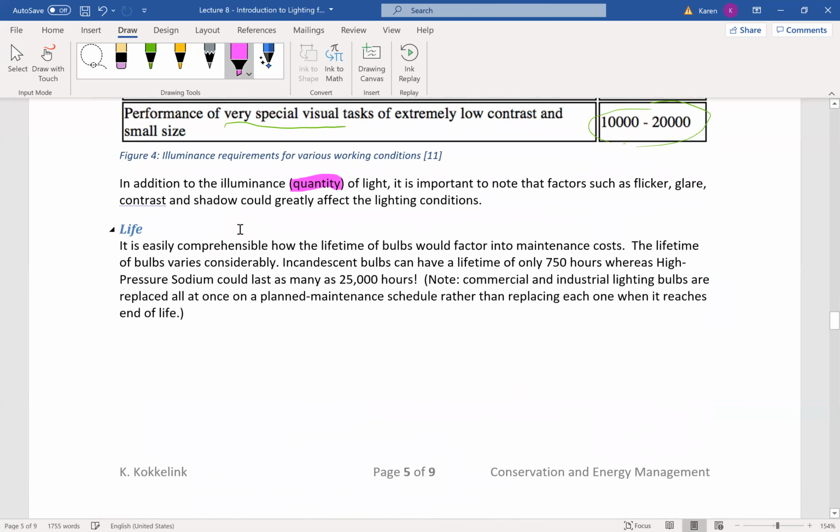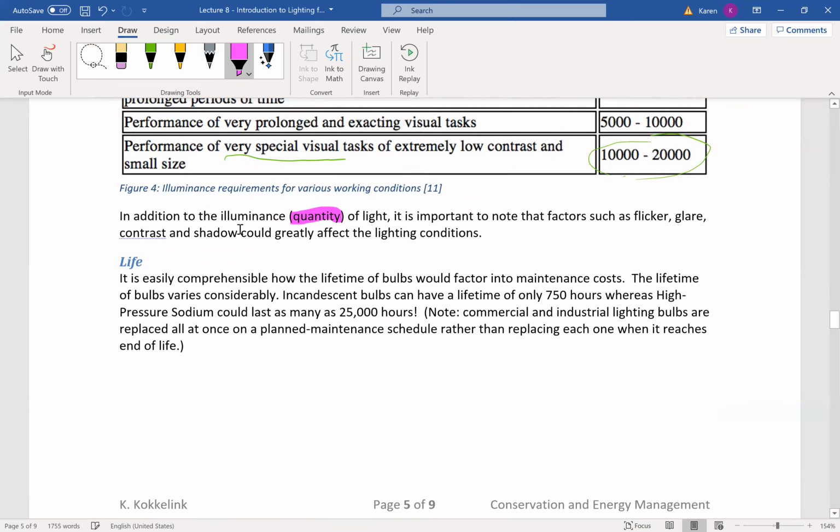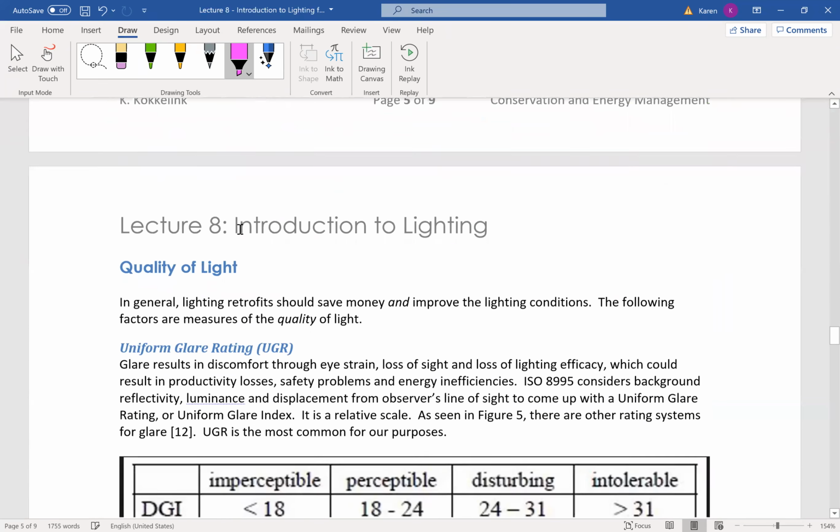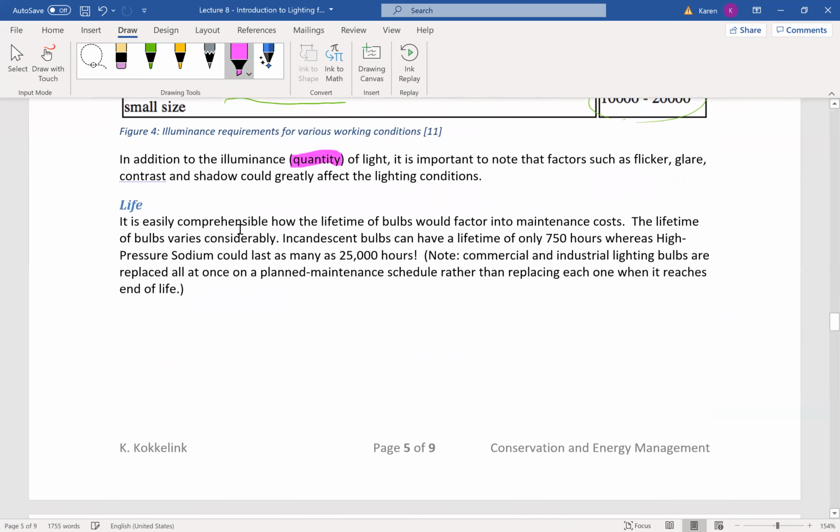So I'm just going to talk about lifetime here as well. The lifetime of bulbs does vary considerably, and incandescent bulbs can have very short lifetimes where high pressure sodium, which we'll talk about in next week's lecture, could last up to 25,000 hours. So the lifetime obviously factors into your equations when you're calculating your energy balance.